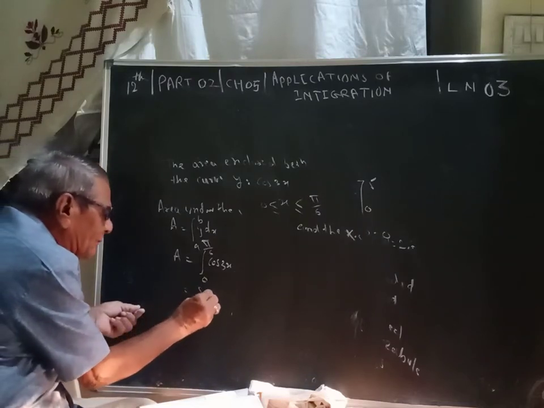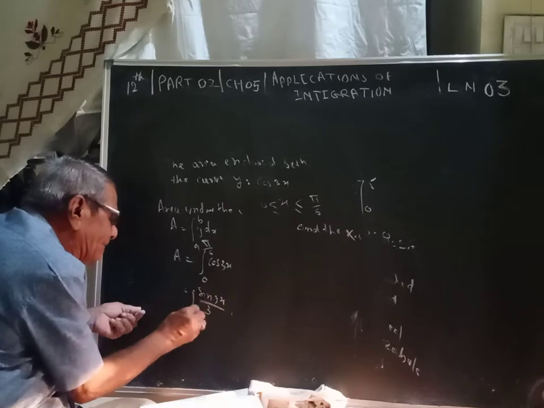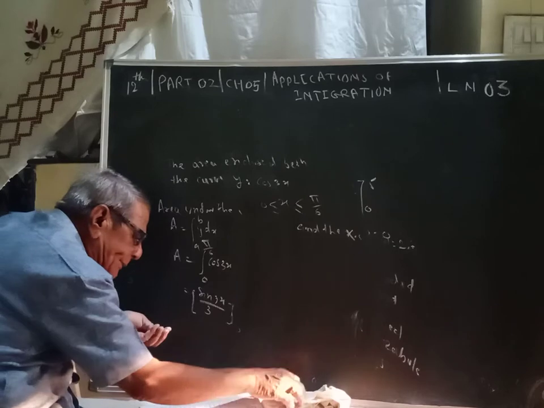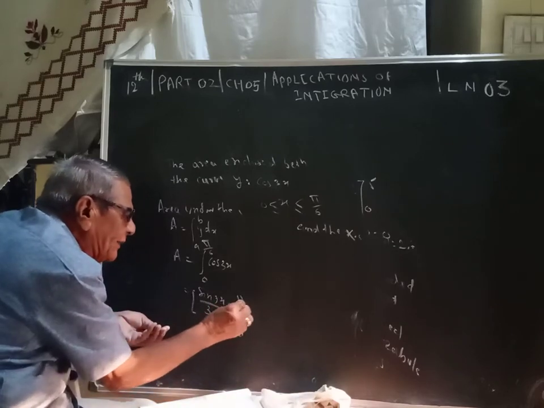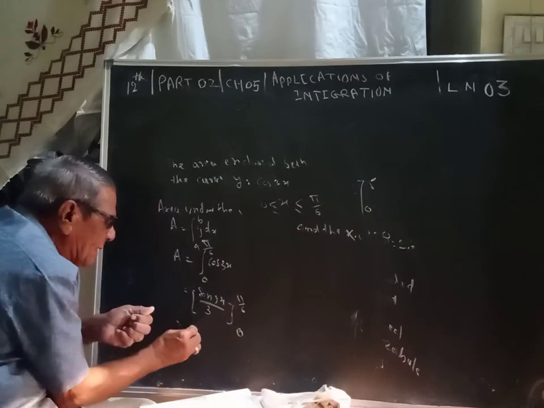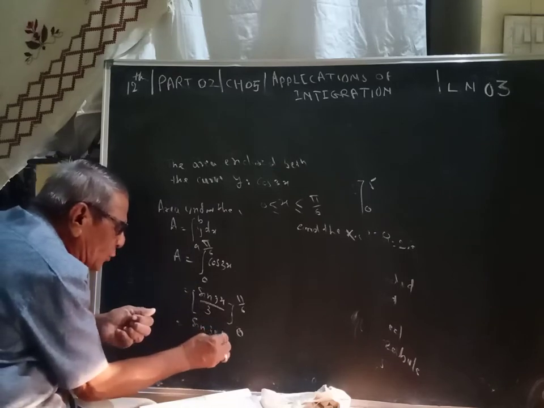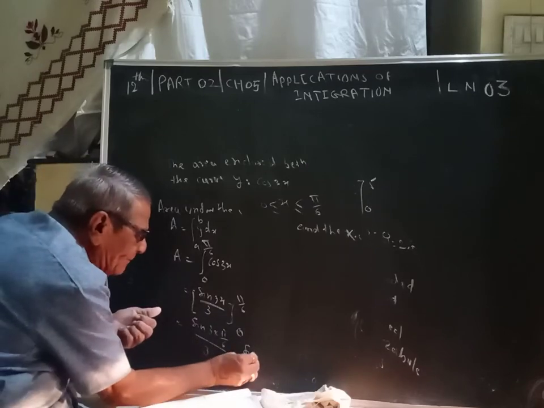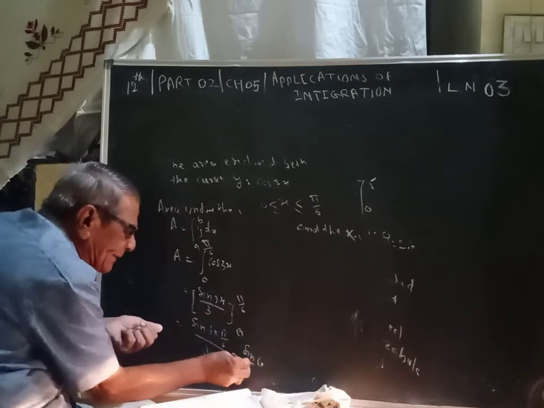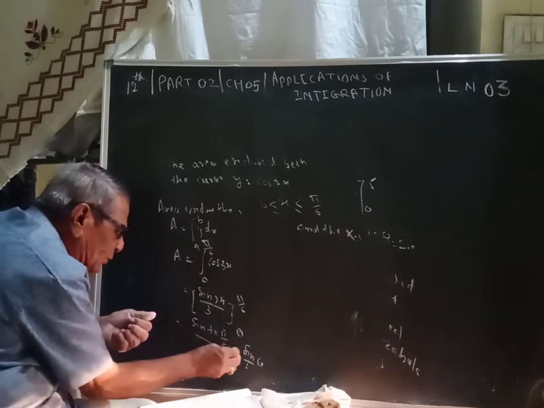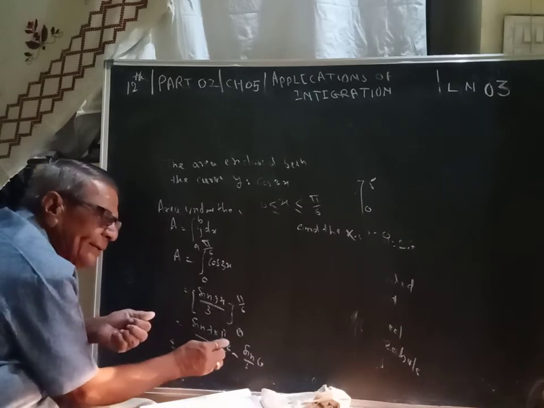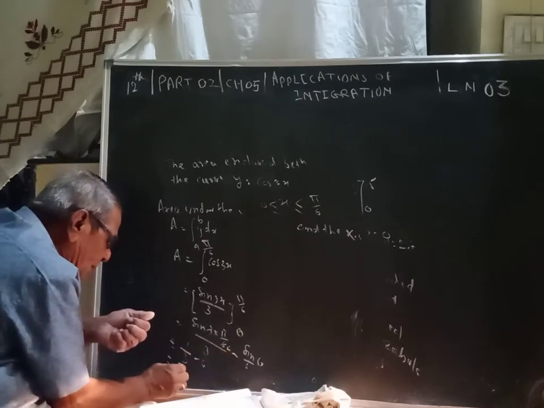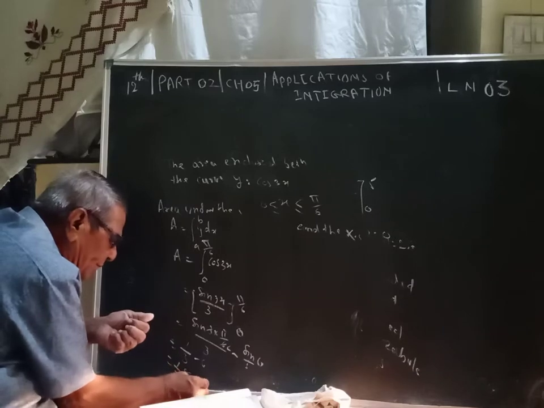It is equal to sin 3x upon 3. The coefficient of x comes in the denominator. Putting the limits 0 to pi by 6: sin 3 into pi by 6 upon 3 minus sin 0 by 3. So this is 3 into pi by 6, which is pi by 2, and sin pi by 2 is 1, upon 3, and here minus 0. So it has to be 1 upon 3 square units.